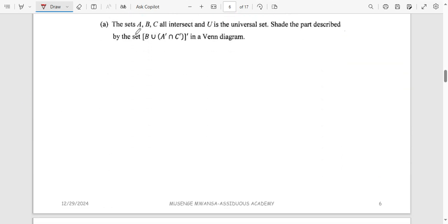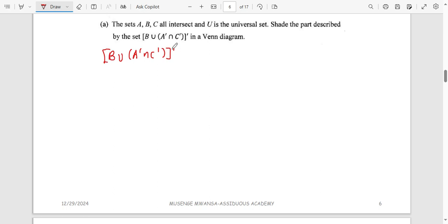The sets A, B, and C all intersect and U is a universal set. Shade the part described by the set (B union A complement intersection C complement) complement in a Venn diagram. The first thing we should be able to do is simplify B union A complement intersection C complement, complement.